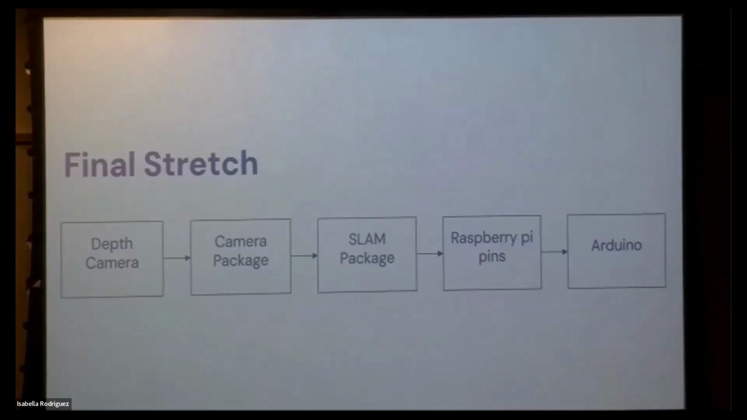And so now we're at the final state. We have our depth camera connected to our robot in the camera package, and we have the Raspberry Pi and the Arduino working, as you can see, with the robot driving around on its own. We're just working on getting the localization and mapping figured out in ROS, because it's not as easy as it would seem. But by May, we will have it all figured out.